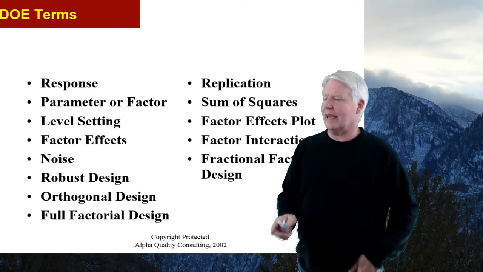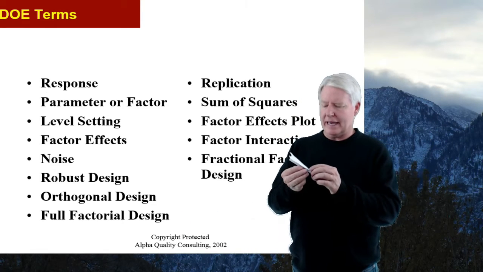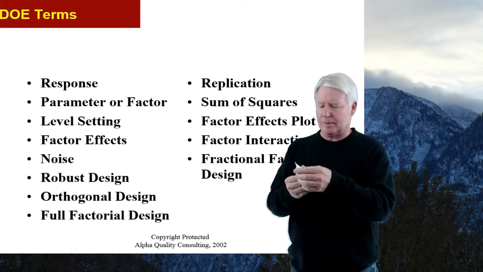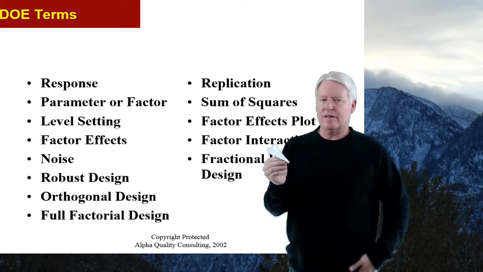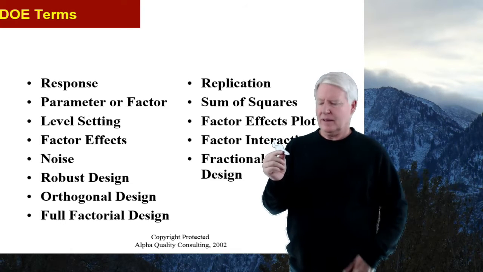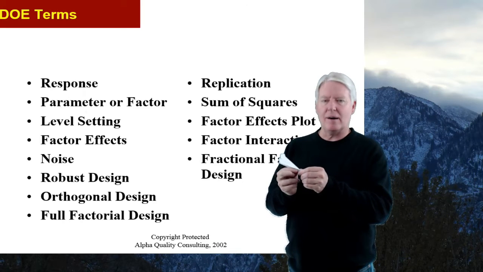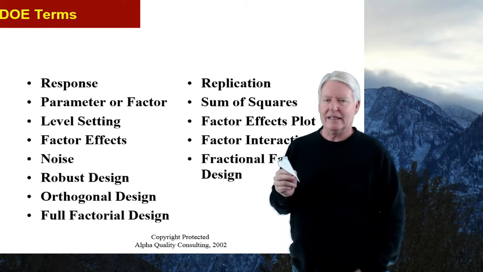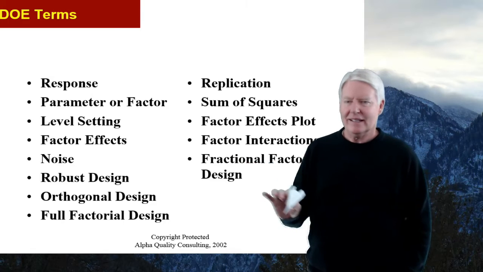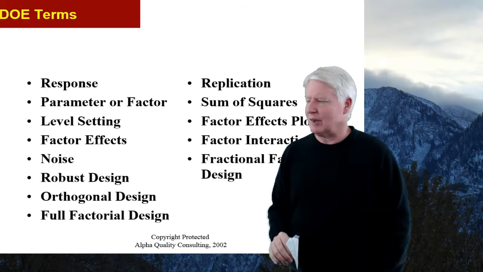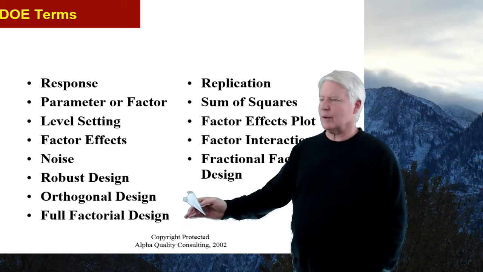Full factorial design is when I run an experiment and I run every possible factor level condition. I run every possible combination of factor and level setting. There is nothing left. I run every possible combination. That's called a full factorial design.